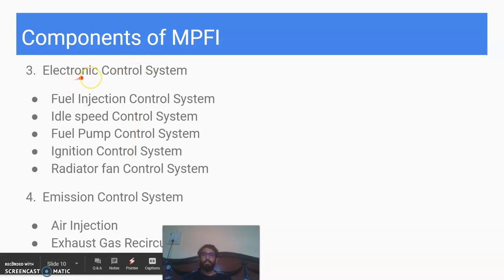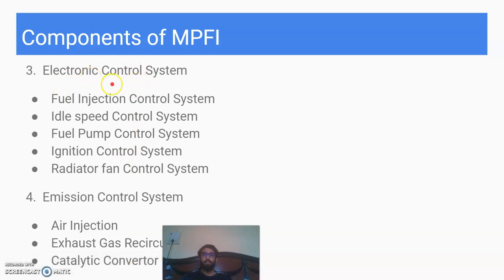And the third is the electronic control system. The electronic control system has the following control systems: the fuel injection control system; the idle speed control system, since there is a specified speed at all times; and the fuel pump control system, which controls the pumping of the fuel.